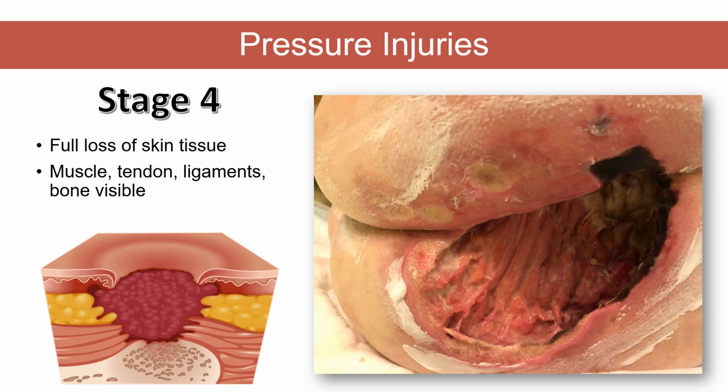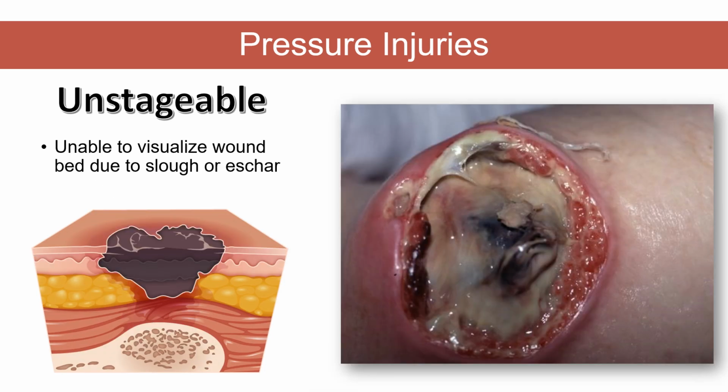Then we have stage 4. Stage 4 is full loss of skin tissue. So no epidermis, no dermis, no subcutaneous tissue. This is going to be all the way down to the muscle, tendon, ligaments, or bone. Okay, you can see here in this picture, this is the coccyx bone. This is negligence, 100%.